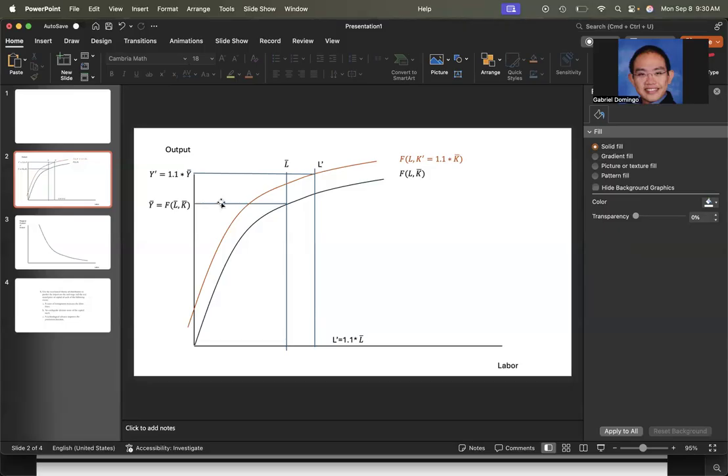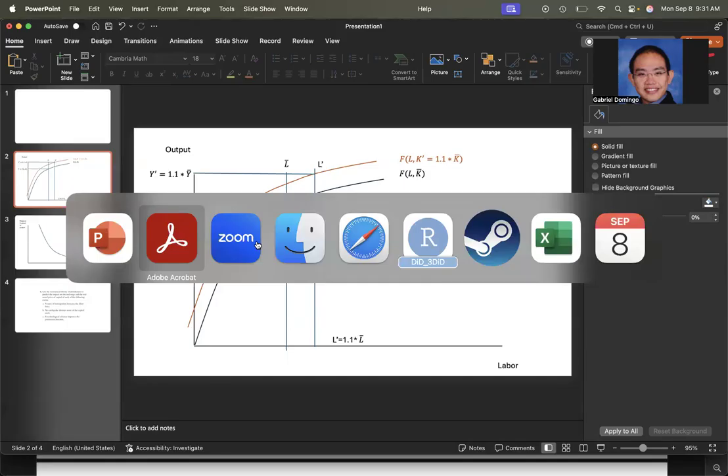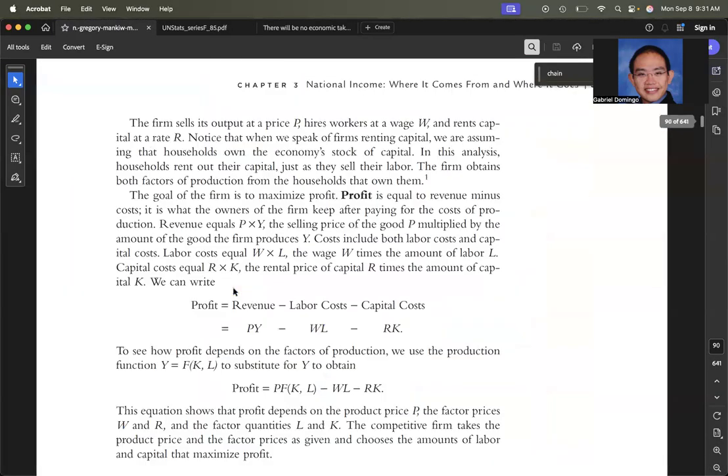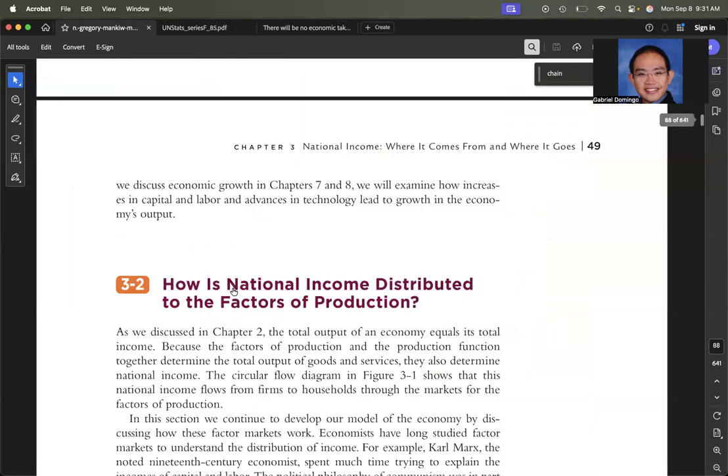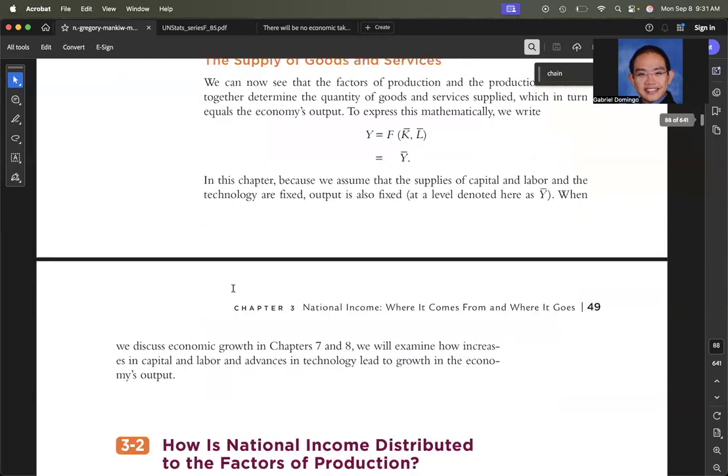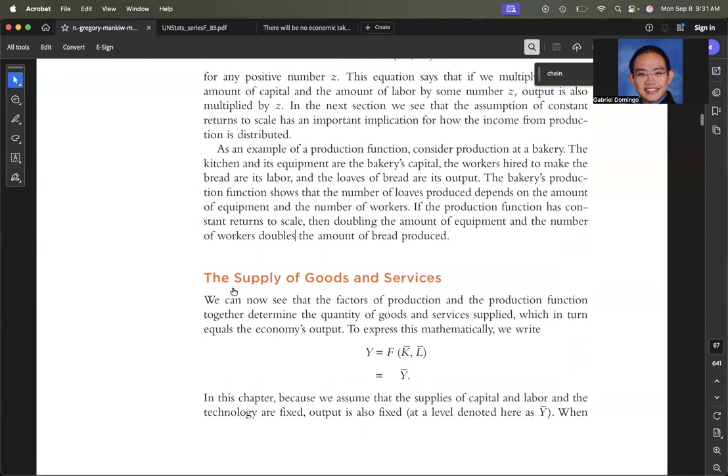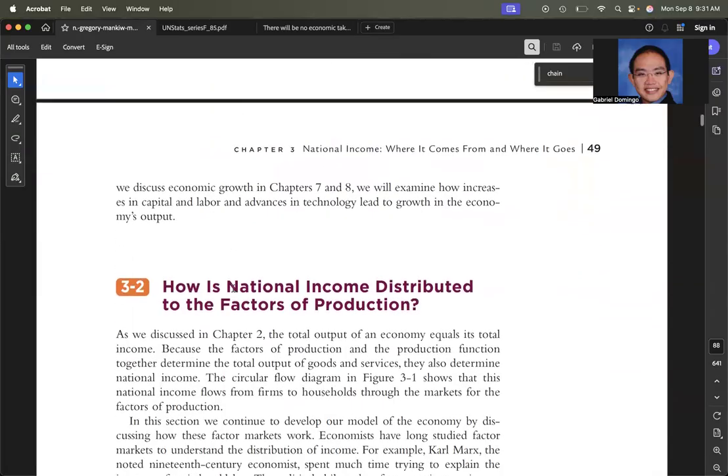Because we know from constant returns to scale that if we increase L by 1.1 and we increase K by 1.1, therefore your Y should go up by 1.1. All right. So that's constant returns to scale, and that's Y bar as well.